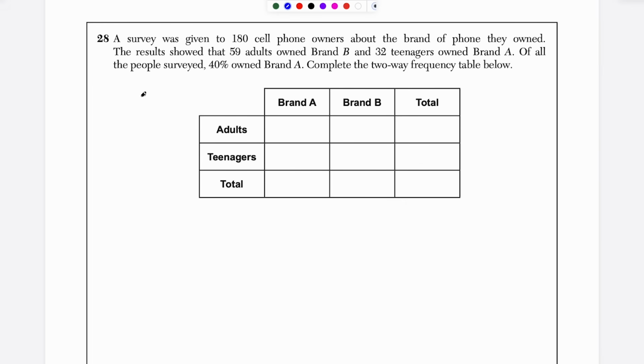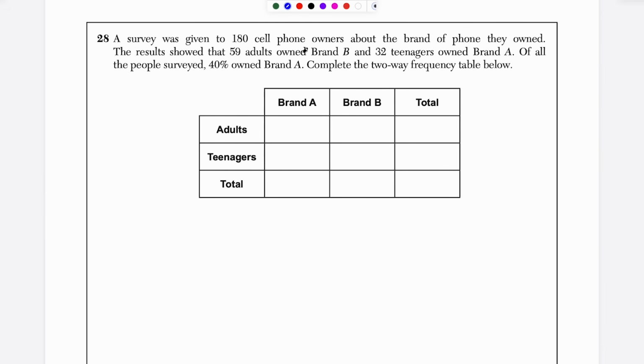Question 28, a survey was given to 180 cell phone owners about the brand of phone they owned. The results showed that 59 adults owned brand B, and 32 teenagers owned brand A. Of all the people surveyed, 40% owned brand A. And we have to complete the two-way frequency table below.